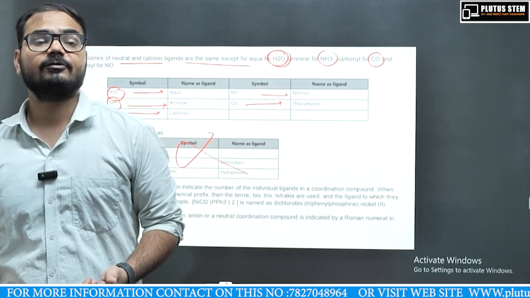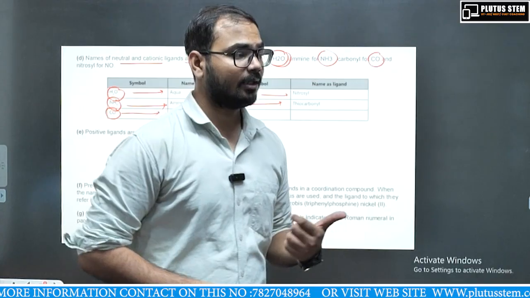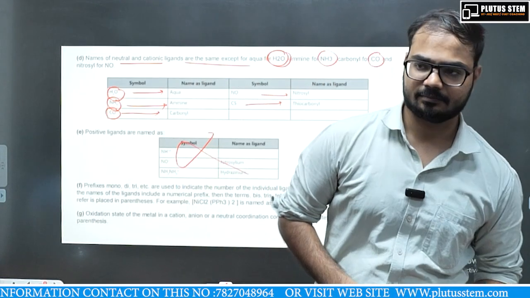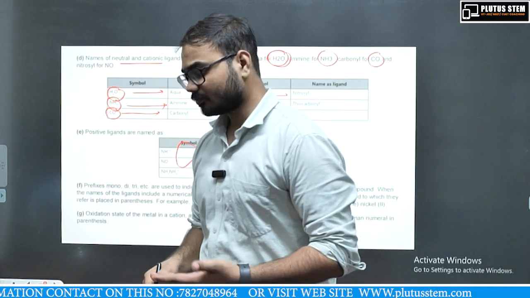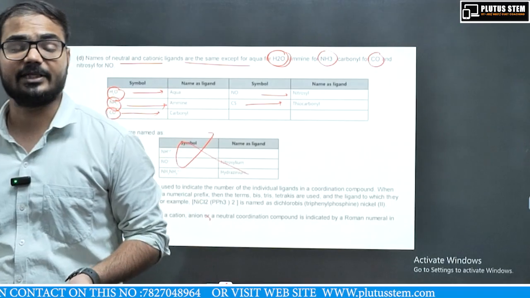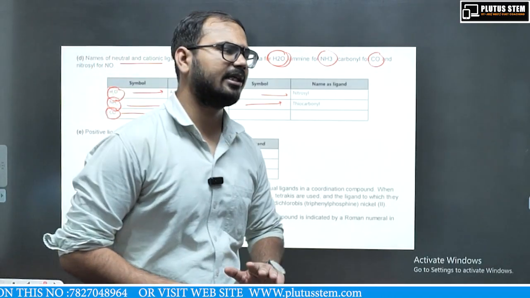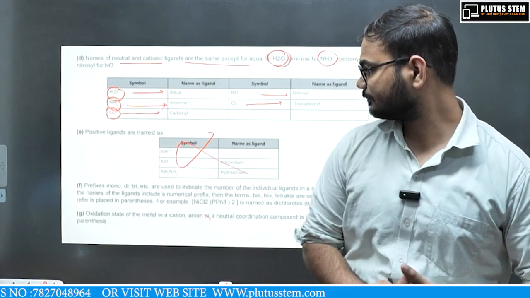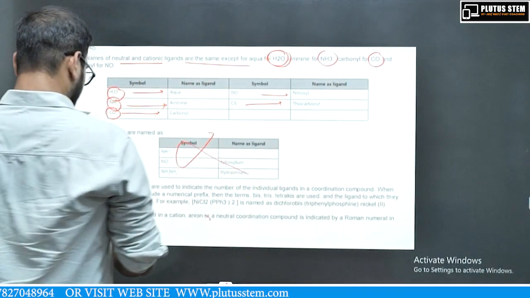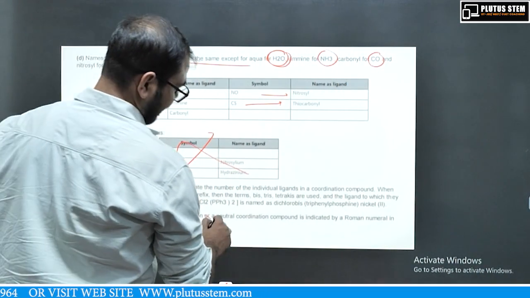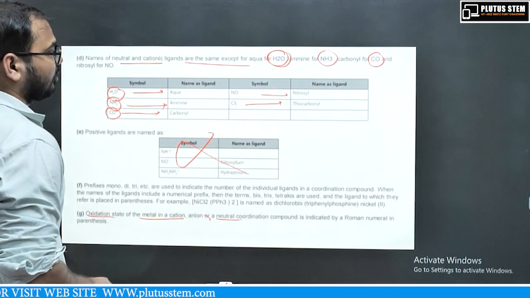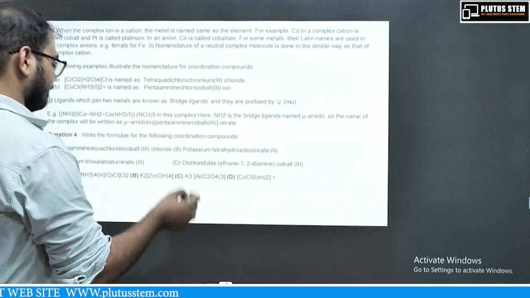Bis if the ligand appears twice, tris if it appears thrice, tetrakis if it appears 4 times, and pentakis if it appears 5 times. And there are no further variations to it. Then the oxidation number can be calculated by normal means, as in the case of your normal redox complexes.